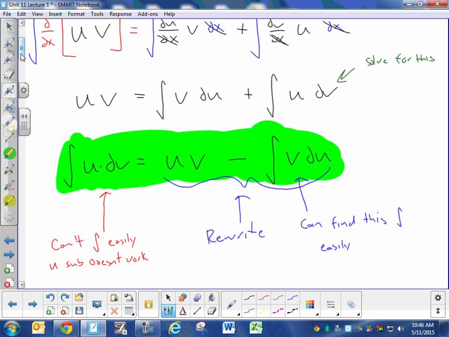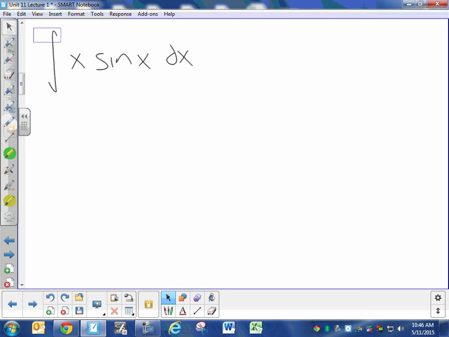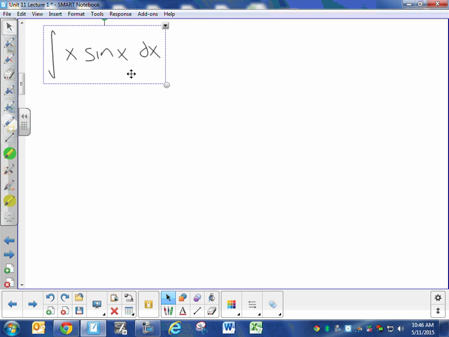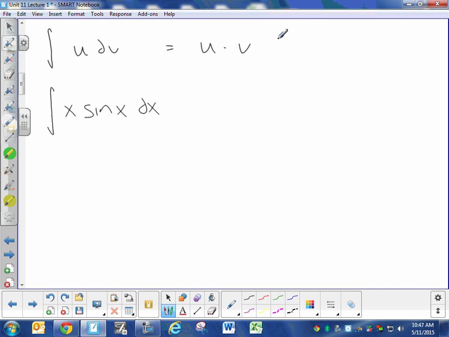So what we're going to do is we're going to go back to this x sine x. And we're going to use our new rewritten technique, this UDV. And I'm going to write right above it just so you can see. If I have some antiderivative UDV that I don't know how to do, I can rewrite it as u times v minus the antiderivative of v du.